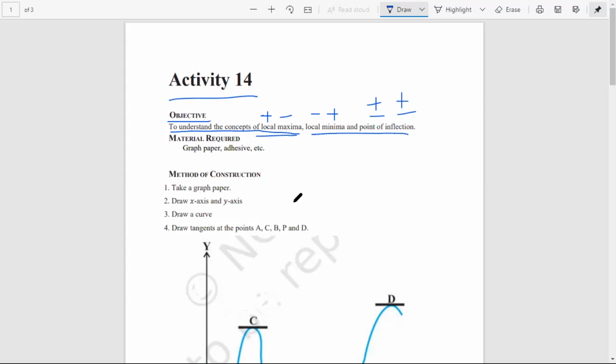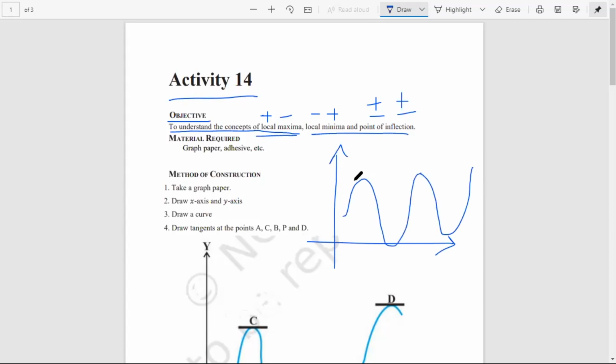In a simple way, I'll just draw a rough curve. This is y-axis, x-axis, and this is our curve. Now I'll mark the point A, and this is B, this is C, this is D, and somewhere E. Now these A, B, C, D, E are all what? Tangent to the curve. When you look at the curve, you can understand it is tangent to the curve, as well as parallel to x-axis.